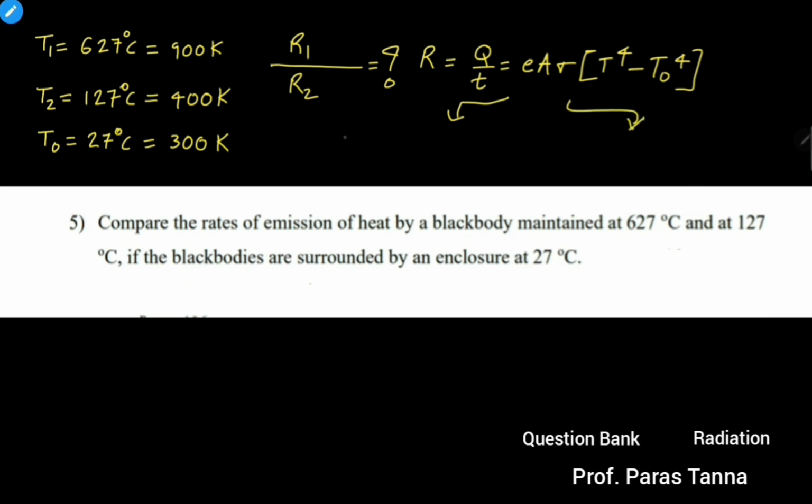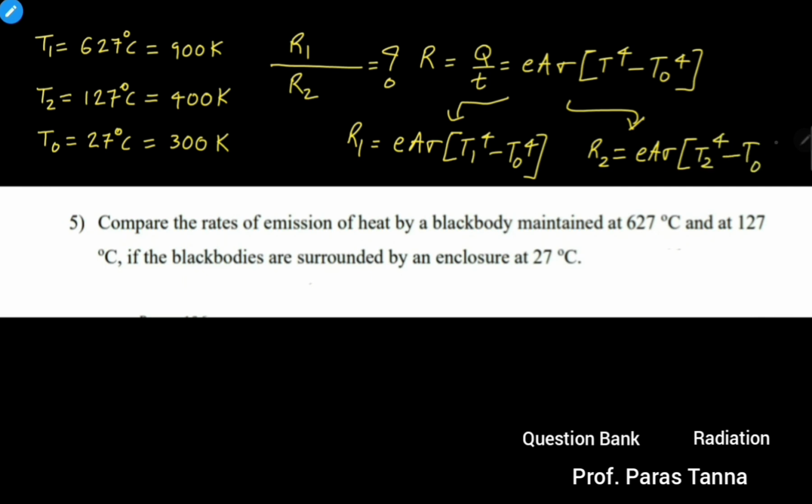For first case, we can find out rate of emission R1, that is E A sigma into T1 raised to 4 minus T naught raised to 4. And for second case, we can find out the rate of emission R2, which is equal to E A sigma into T2 raised to 4 minus T naught raised to 4. So simply we have to find out the ratio of R1 to R2.